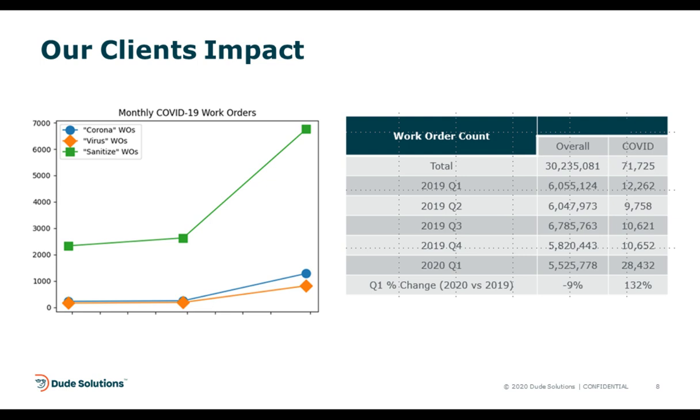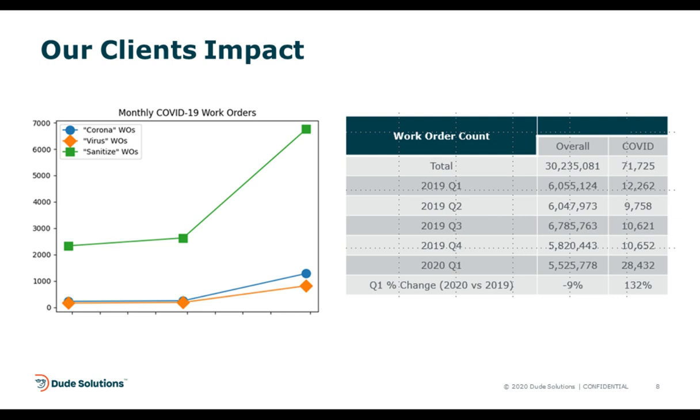We saw this with our own clients. We have obviously a lot of clients using our system, and we can track very anonymously. We can look at particular types of work orders. And we saw absolute spikes in work orders that were related to the pandemic. So coronavirus, sanitization, PPE related, big spikes on that chart on the left-hand side.